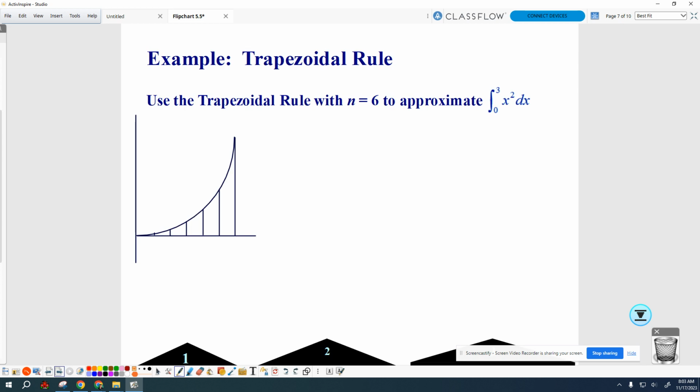Okay, so our favorite one, just like yesterday, can you show me you can do the trapezoid rule? With x squared, use a calculator. 6 slices equally distributed from 0 to 3.